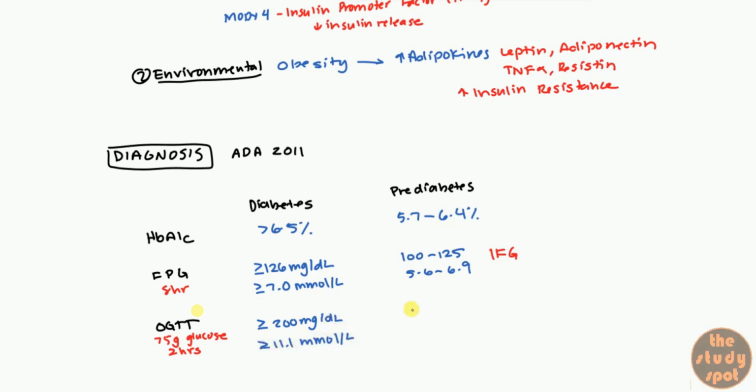This is a general test that's done in pregnancy as well to test for gestational diabetes. To be considered pre-diabetic, it's going to be 144 to 199 or 7.8 to 11.0. This is oftentimes also known as impaired glucose tolerance. So impaired glucose tolerance is referring to the oral glucose tolerance test, and impaired fasting glucose is referring to the fasting plasma glucose.